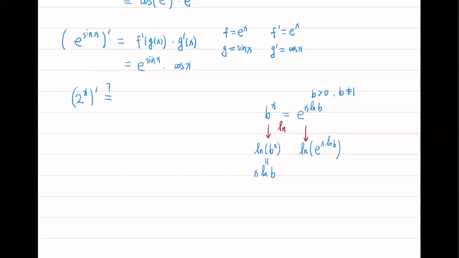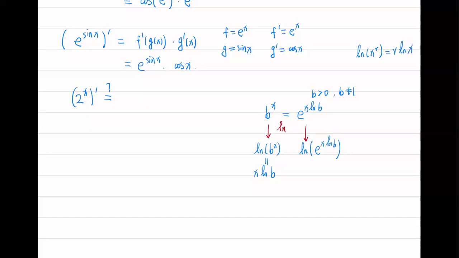Wait, I don't remember how to do this. Is it just e to the power of x times b? Let me recall the formula. Logarithm of x to the r. Do you remember this formula? Yeah. What's that? r times logarithm of x. Okay, very nice.